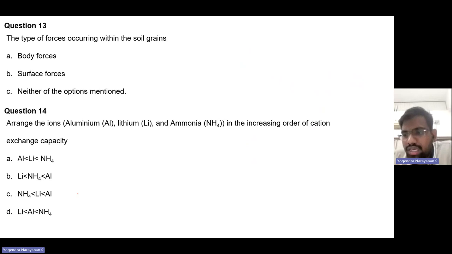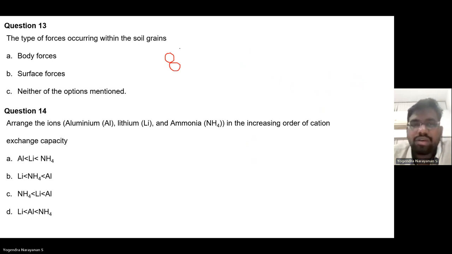In one of the earlier questions, I gave a slight hint on body forces and surface forces. Body forces are essentially forces that act on the entire mass of the object or particles. One of the primary body forces is its self weight and gravitational force.